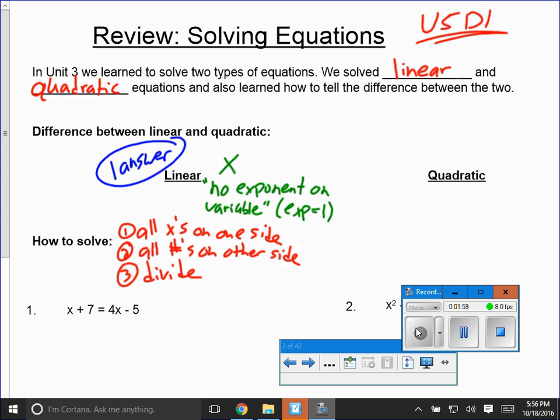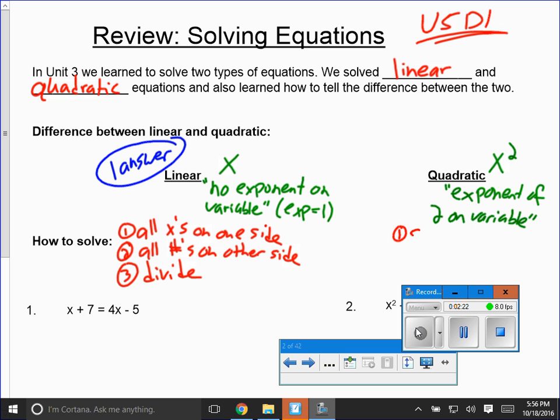Alright, so quadratic was different. Quadratic, we saw we had equations that had x squared in it. So the exponent is 2 on the variable. So for this one we had a different process.